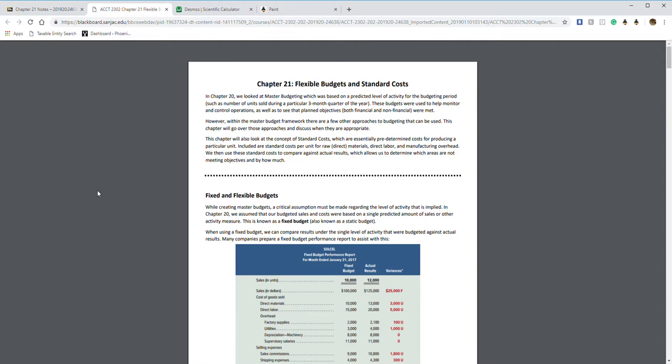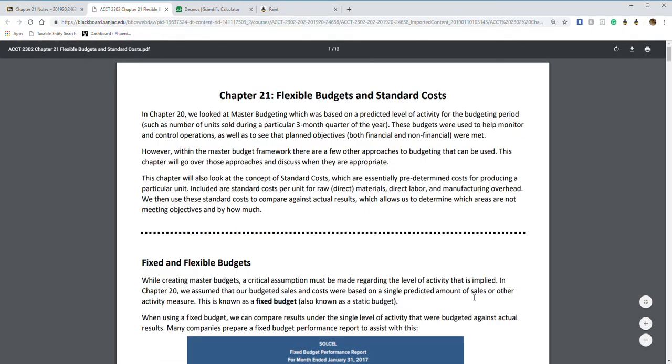I am back coming with Chapter 21 with fixed and flexible budgets. I'm trying to stay a little bit off the monotone voice, but I cannot help it if that does happen as we zoom in. Now, we're going to be mostly analyzing a lot of this in those 3-month quarters. That's what we've been doing in Chapter 20. That was the master budget. So now we're dealing with what are known as fixed and flexible budgets.